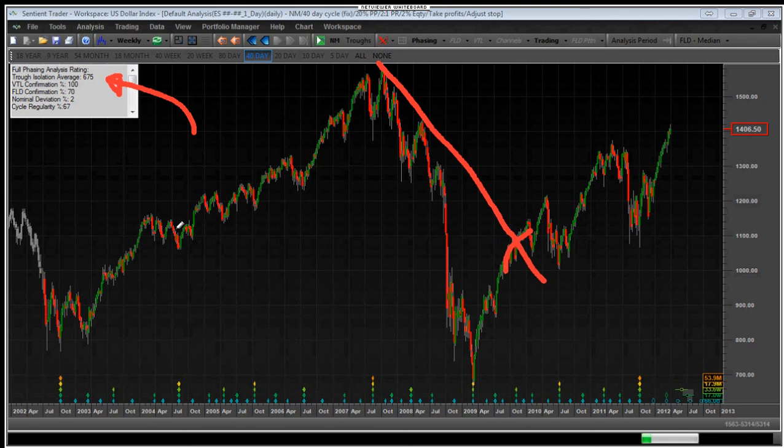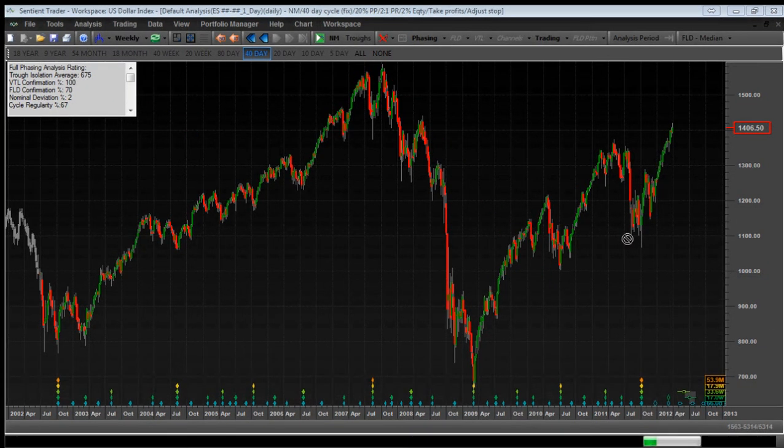So if every single cycle was the same length, then the cycle regularity would be 100%. If every single cycle was different from the length of every single other cycle, then the cycle regularity would be 0. A cycle regularity of 67% is fairly usual. It's fairly standard. I wouldn't say that figure gives us any particular information about this particular analysis. Okay, so that's the first way that you can start considering how good is the analysis that Sentient Trader's performed.